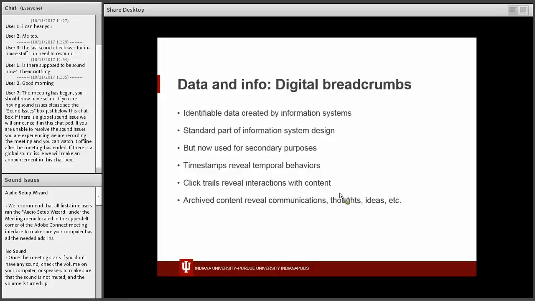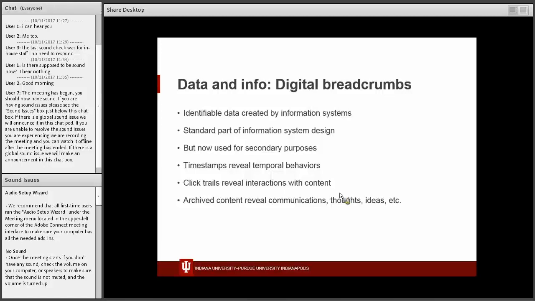And additionally, they develop these click trails. That's kind of what I was getting at, that they reveal interactions with content. So from an instructional perspective, I may be interested in how many of my students in my information policy course actually click on the lecture or actually download the readings. That would be a click trail that I could then analyze. But that click trail wasn't necessarily developed with learning analytics in mind.